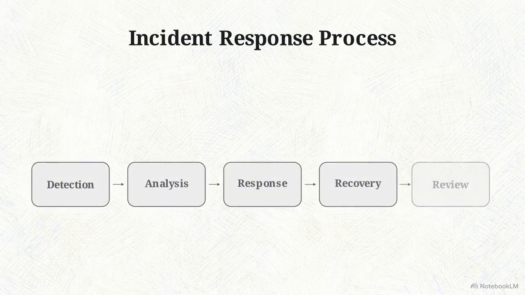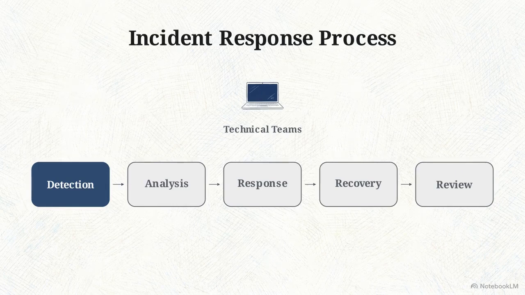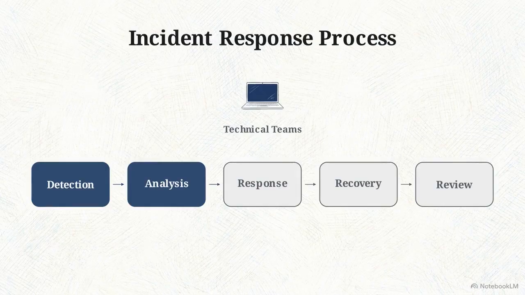This flowchart outlines a standard 5-step incident response process, showing the exact operational workflow used when a security breach is detected. The initial steps require technical teams to trigger a detection of an anomaly, perform an immediate analysis to determine the severity and impact, and then execute a response to contain the threat and correct misinformation.